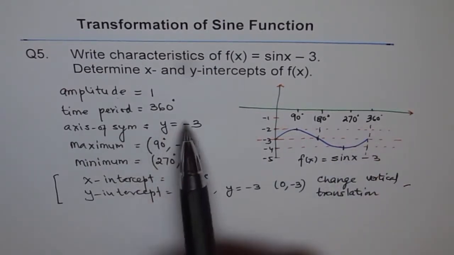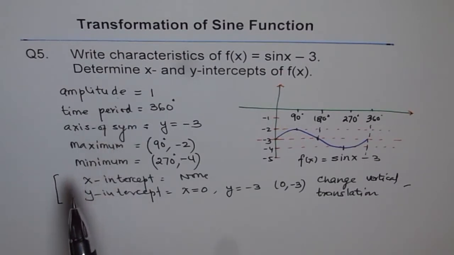Now the time period, amplitude do not change, correct? Axis of symmetry, maximum, minimum value will change. So these are the parameters which you should appreciate when we are doing vertical translation, okay?